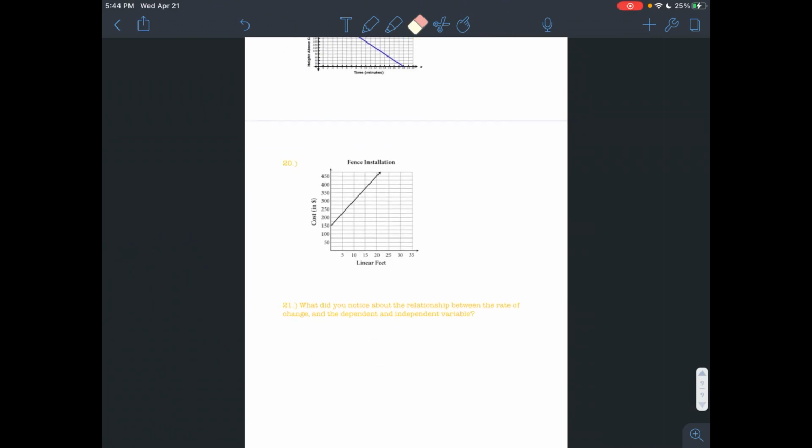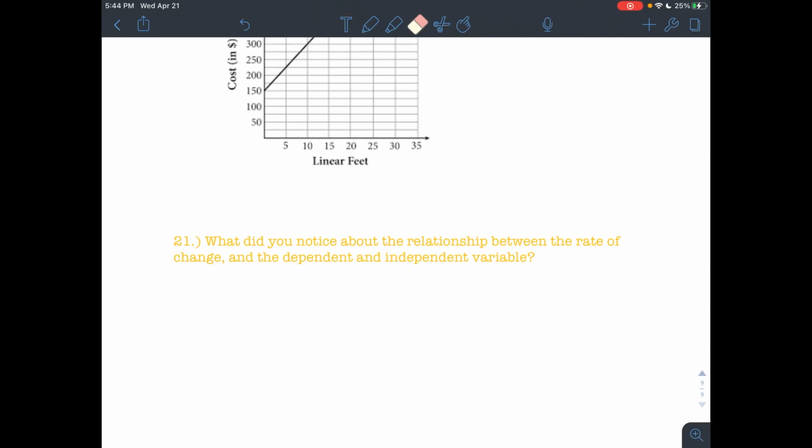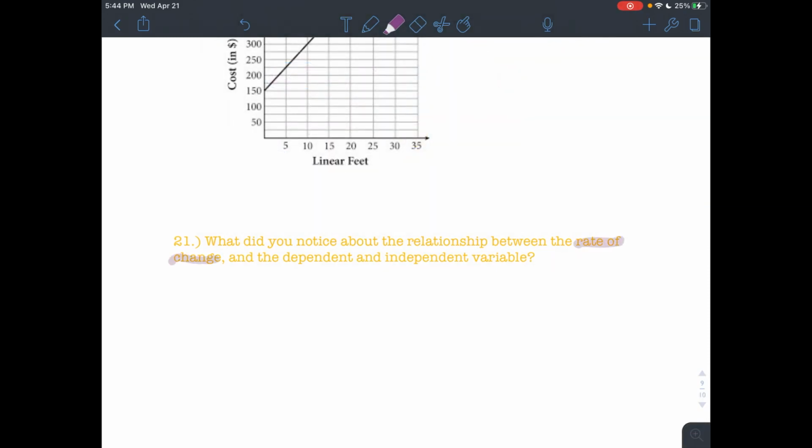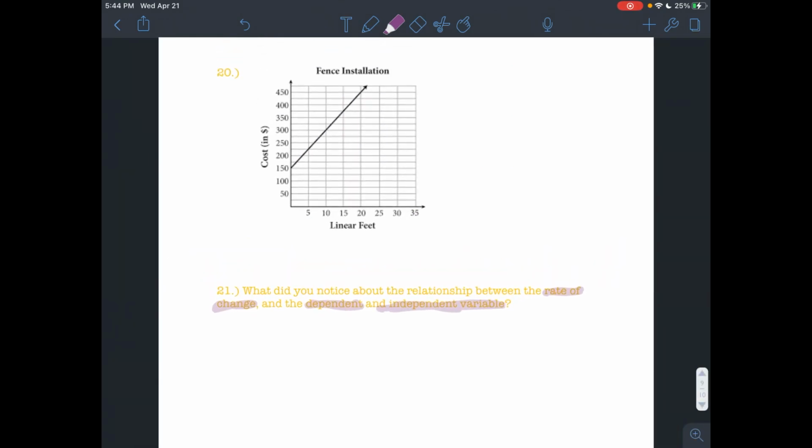And then what I want you to look at is, what do you notice about the relationships between your rate of change? Maybe I'll make that a little bit bigger. Your rate of change and the dependent and independent variable. There should be some type of connection. So look at what you can notice there.